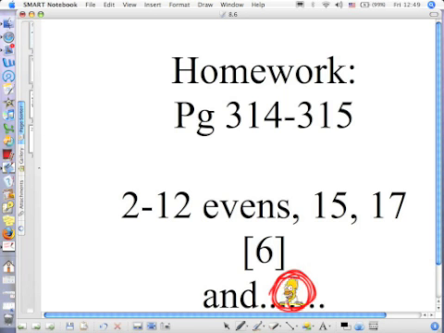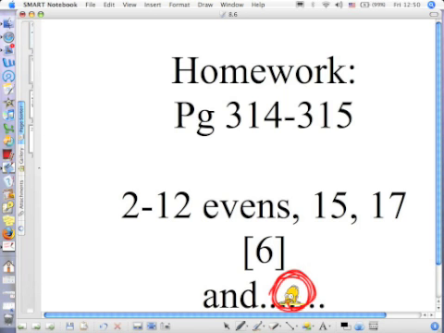Your homework assignment is page 314 to 315, 2 through 12 the evens, and number 15 and 17, which are word problems like we just did, but the picture is drawn for you. Okay, but there's more to come. You have a project due Tuesday, worth a 50-point quiz grade. It's not hard, I promise.